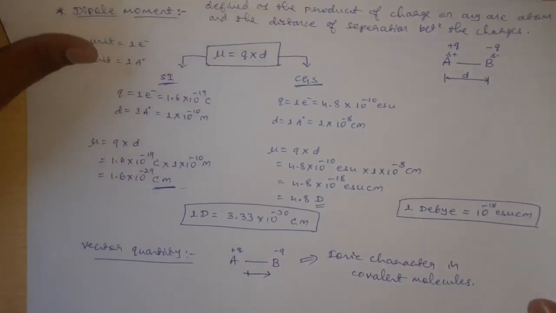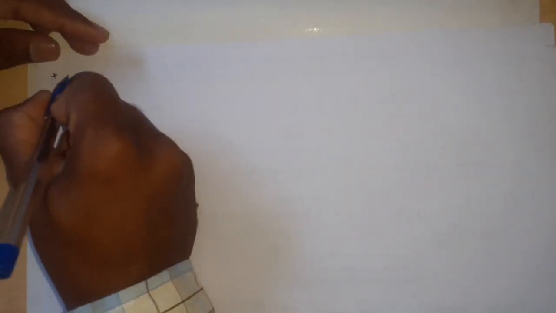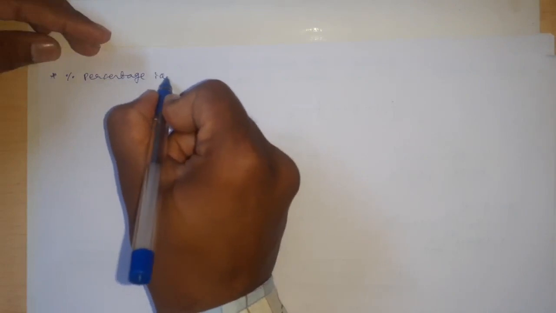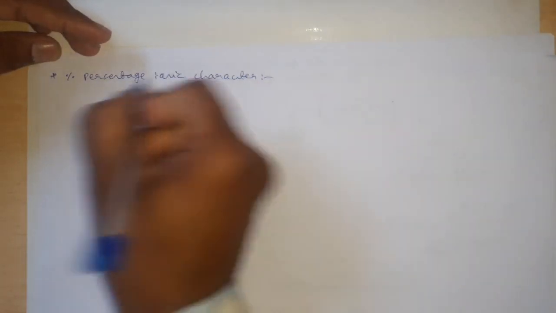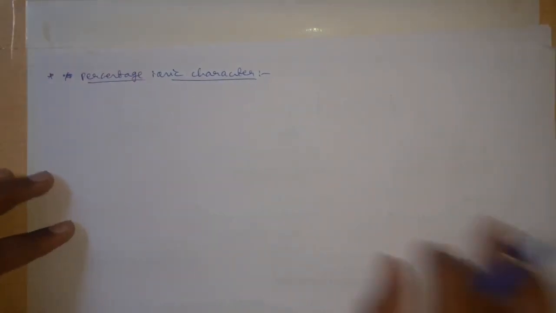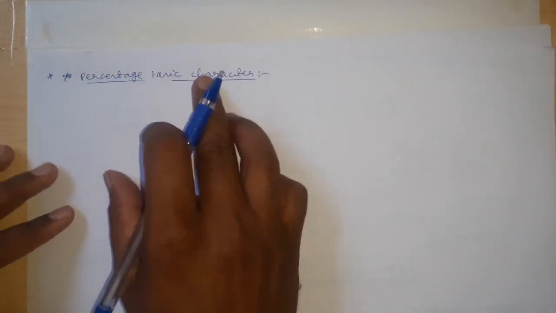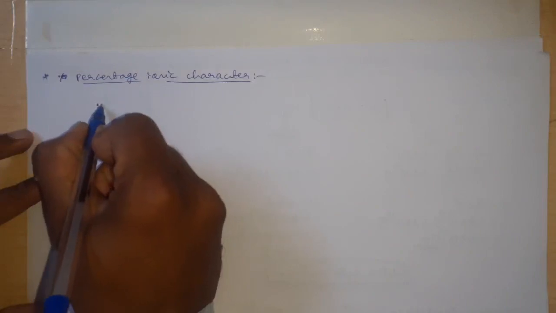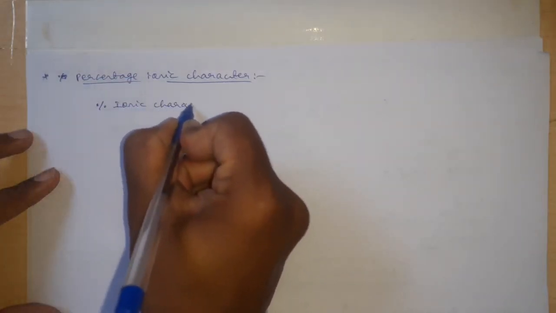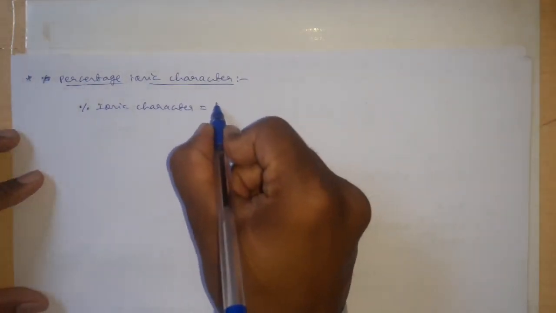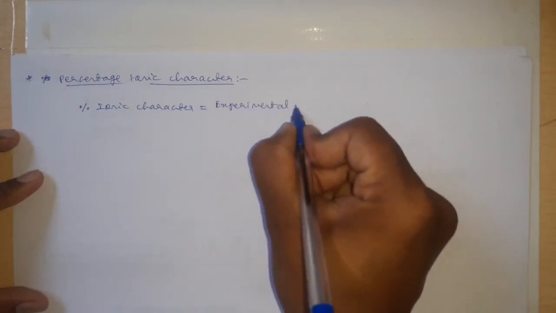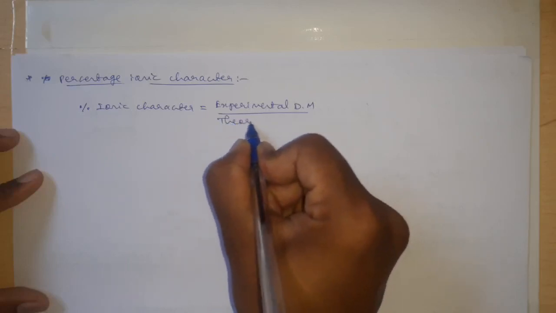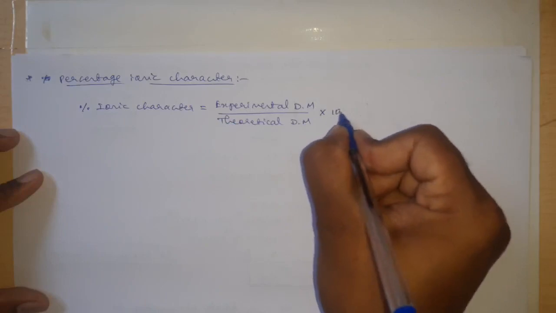Okay. And this ionic character can be calculated by using a formula, the percentage ionic character. This is also one of the applications of dipole moment. By using the dipole moment, we can calculate how much percentage of ionic character is there in a given covalent molecule. This percentage ionic character can be defined as a ratio of experimental dipole moment to the theoretical dipole moment into 100.